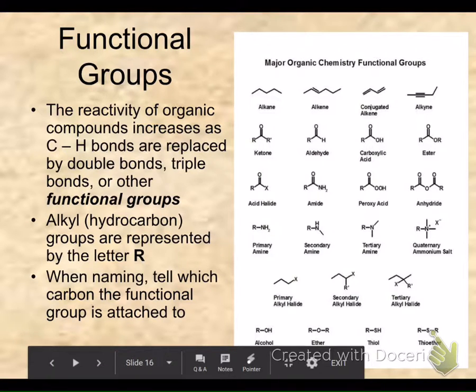Typically when we name ethers, we just say what each R group is. It could be a methyl, and then this one could be an ethyl, so we'd have ethyl methyl ether. If they're both methyls, we could have dimethyl ether. Well, those are just some simple ones.